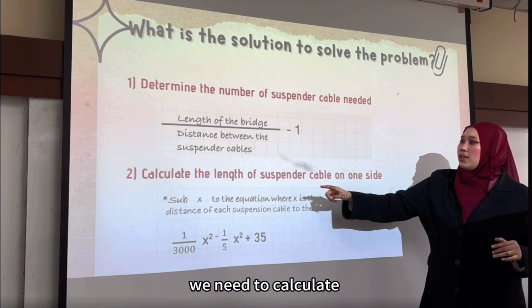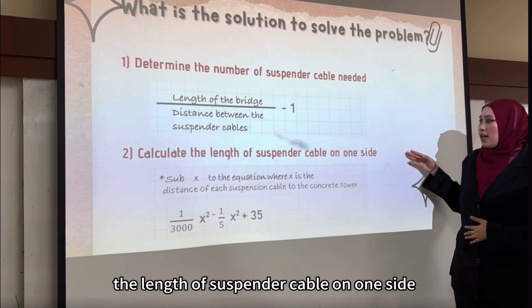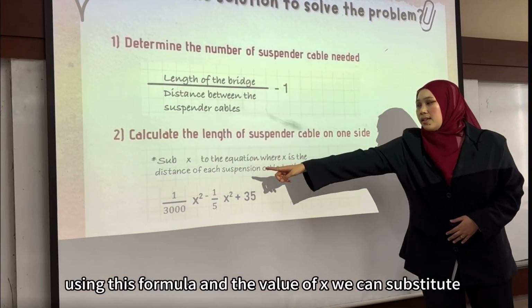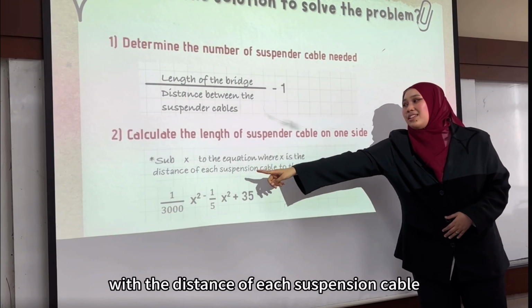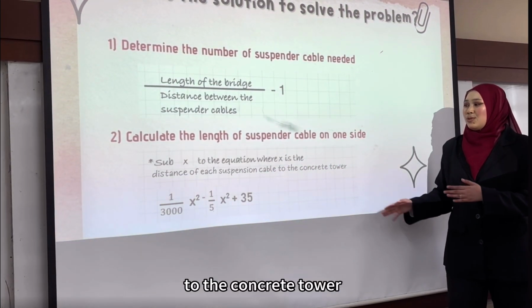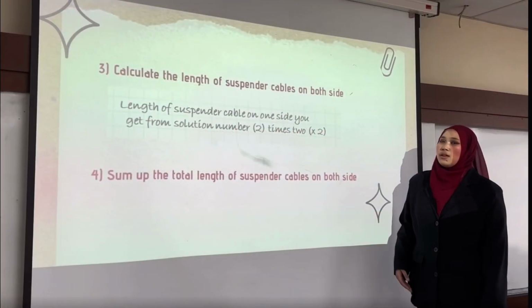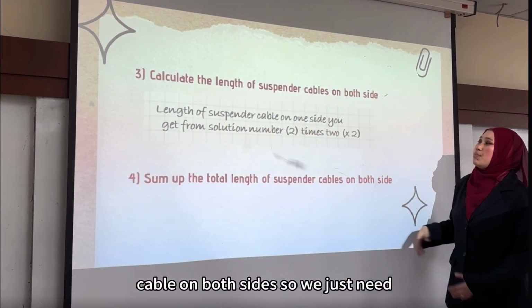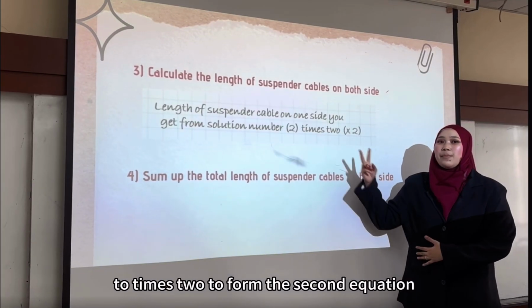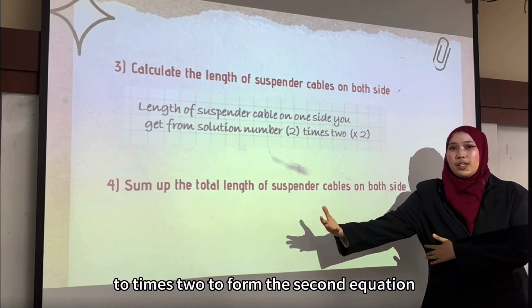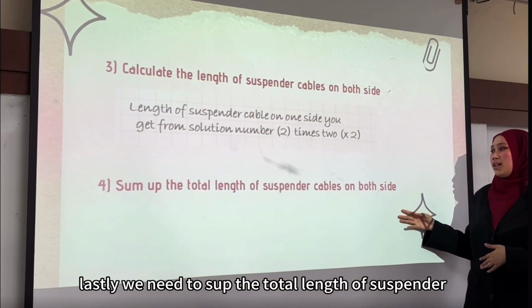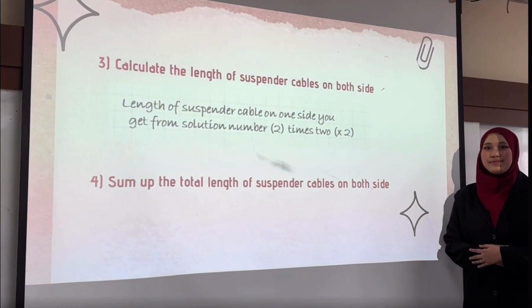And then second, we need to calculate the length of suspended cable on one side using this formula, and the value of x we can substitute with the distance of each suspension cable to the concrete tower. For the third calculation, we need to calculate the length of suspended cable on both sides. So we just need to times 2 from the second equation, and then lastly we need to sum the total length of suspended cables on both sides.